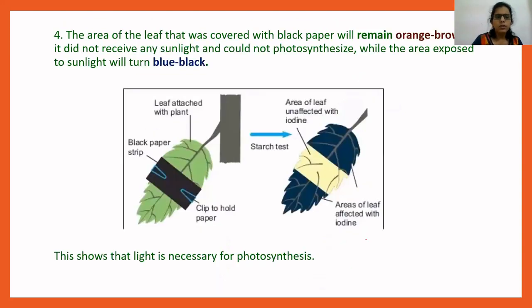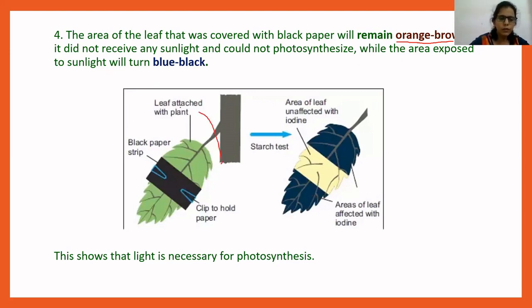So after you perform the test for starch on the experimental leaf, you can make out that the part of the leaf which was covered with the black paper remains orange brown. This point is important. The part of leaf which was covered with the black paper remains orange brown, as it did not receive any sunlight and could not photosynthesize, while the area exposed to the sunlight will turn blue black.